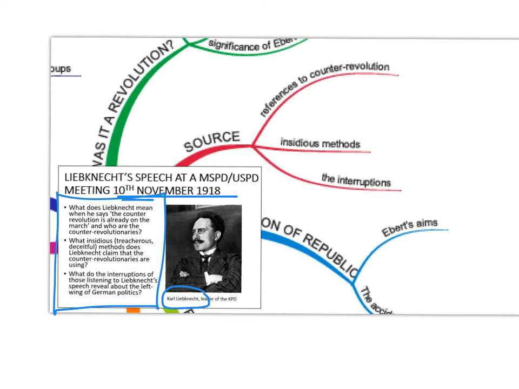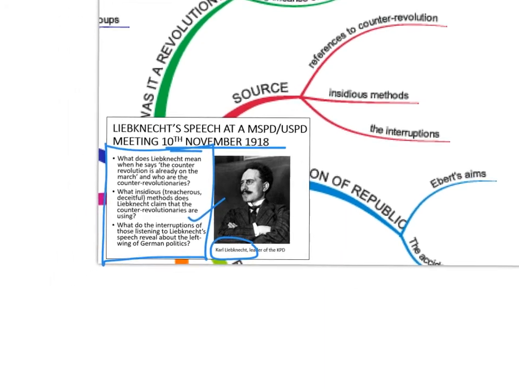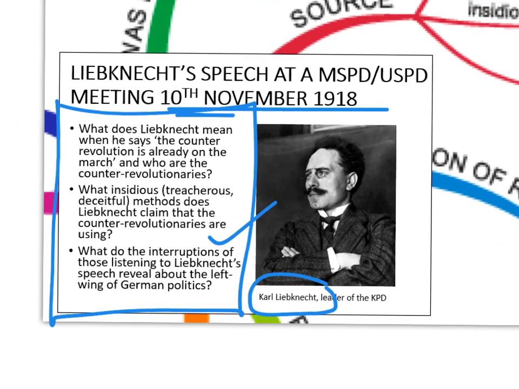What insidious methods does Liebknecht claim that the counter-revolutionaries are using? So read that document. What treacherous, deceitful methods are the Freikorps and Groener and the old order, the forces of counter-revolution, using against him? If you read the speech, there are lots of interruptions. What do the interruptions of those listening to Liebknecht's speech reveal about the left wing of German politics? Think about the language, think about the hidden messages of the source, and then put those onto your mind map.